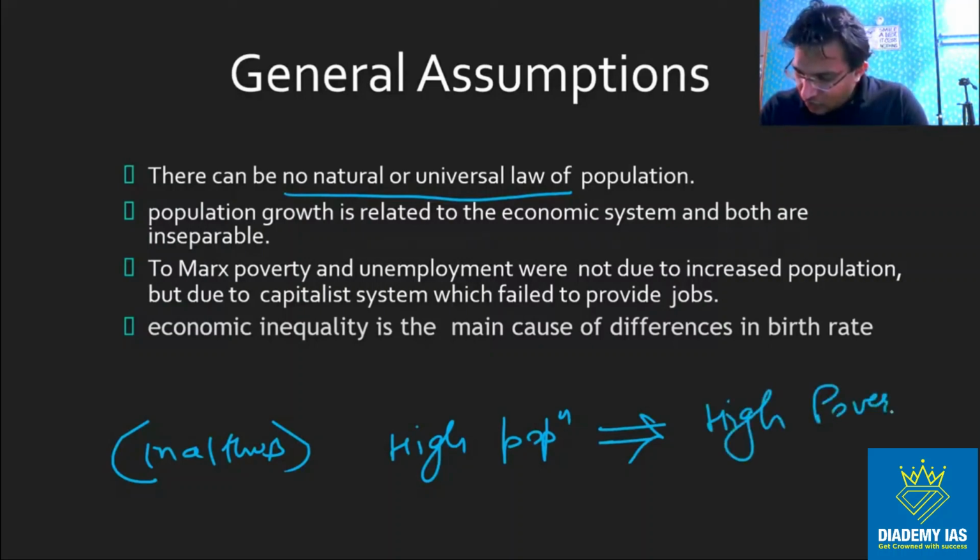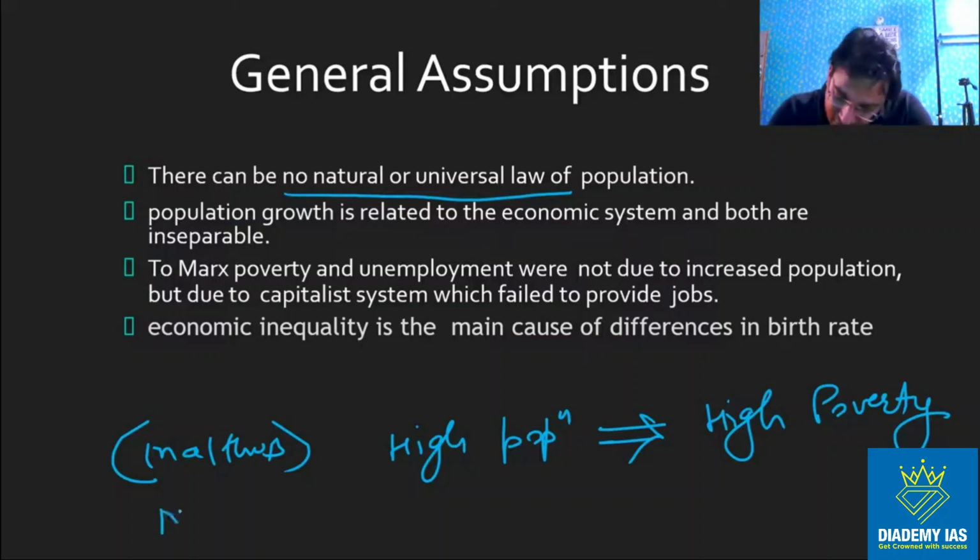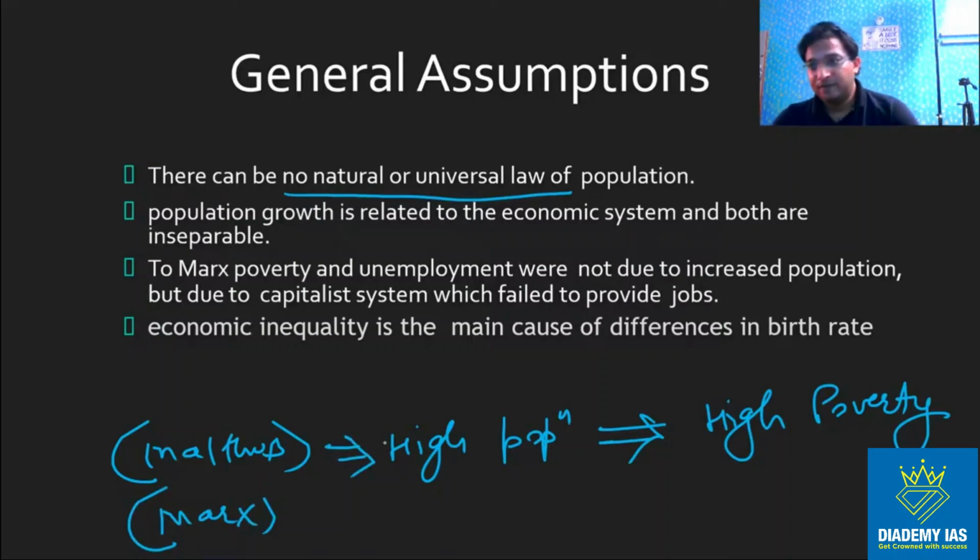ठीक है? So it is not the capitalist system or any other reason, but just because of high population growth rate, which is a natural phenomena. ठीक है? तो इसमें capitalist system की कोई गलती नहीं है. Marx said that this Malthus theory is basically the propaganda of the capitalist people, right?